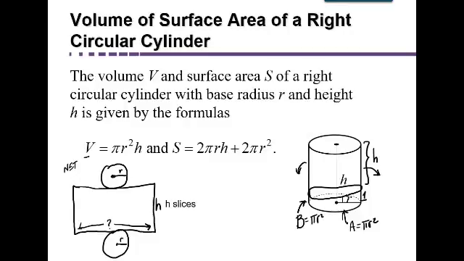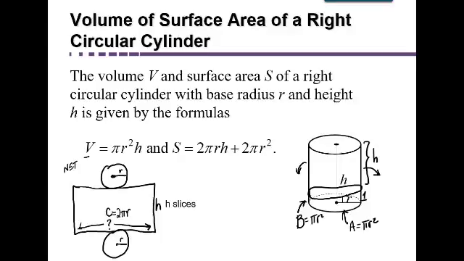To find the surface area involves adding the area of the top plus the area of the bottom, and then we need the area of this rectangular region that's connecting them. Since we got this rectangular region by peeling it off of these circles, this distance here is going to be the same as the circumference of the circle. And how do we find the circumference of a circle? Well, if we're using the radius, we use 2 pi r. So this distance along the edge of this rectangle is actually 2 pi r.